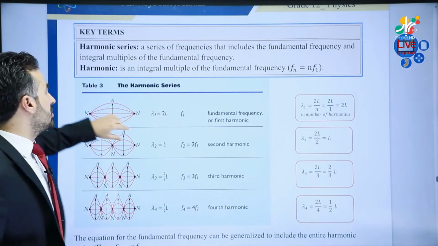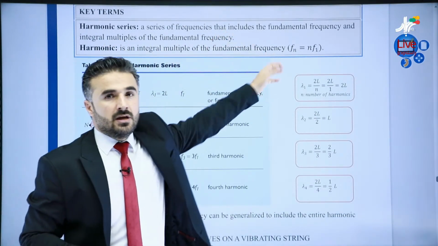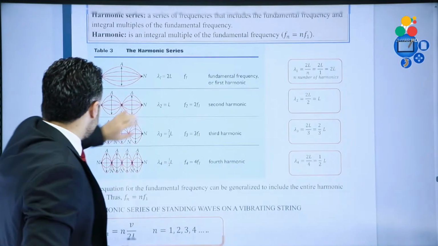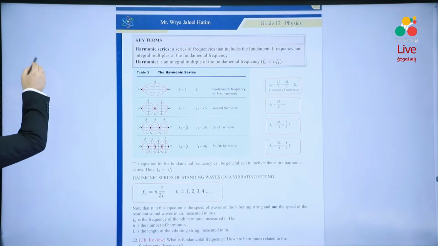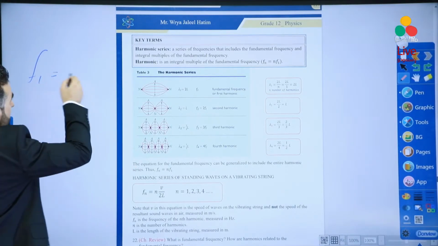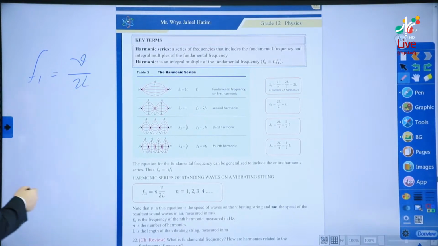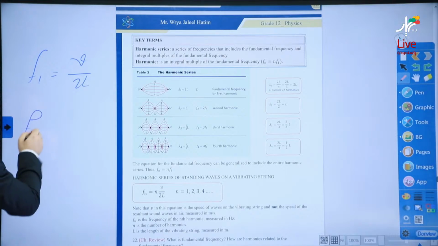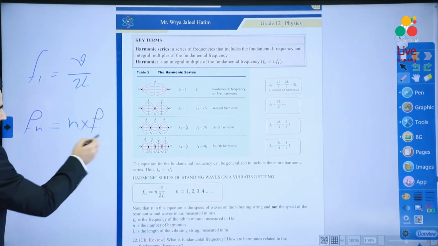Then we covered harmonics. We said a harmonic is an integral multiple of the fundamental frequency. So the fundamental frequency equals V divided by 2 times the length. But when we talk about the harmonic series or harmonics, we have something like this: Fn equals n times the fundamental frequency.